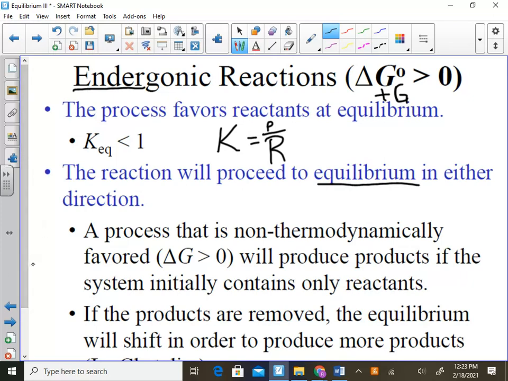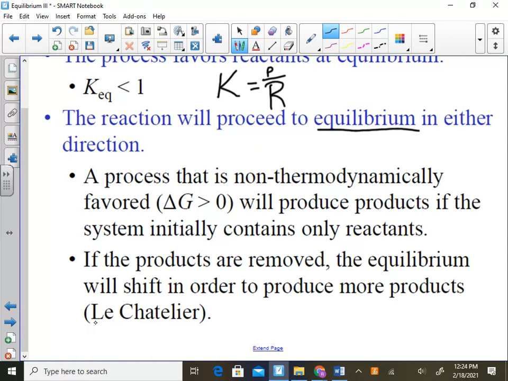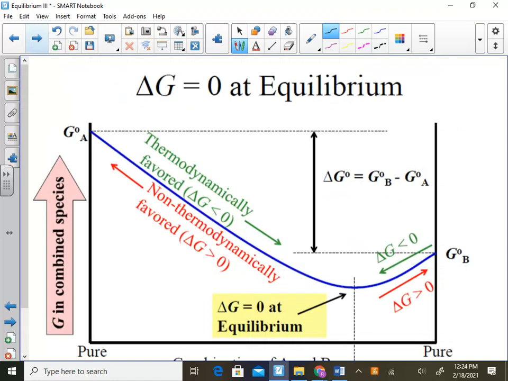Now, could we get, we don't want reactants, we want products. Could we get products? So if we use Le Chatelier's principle and we take those products and remove them, it will shift to produce more products. So we can still get products from that kind of reaction. We just have to do a little something to get more products because it is a reactant favored reaction.